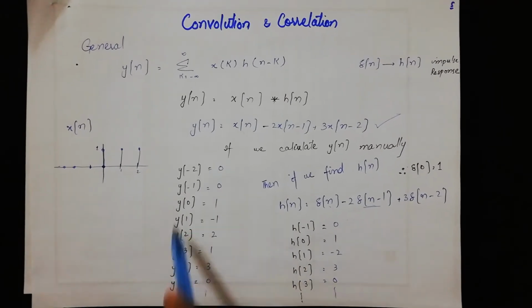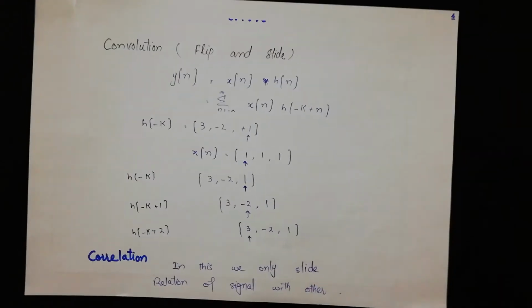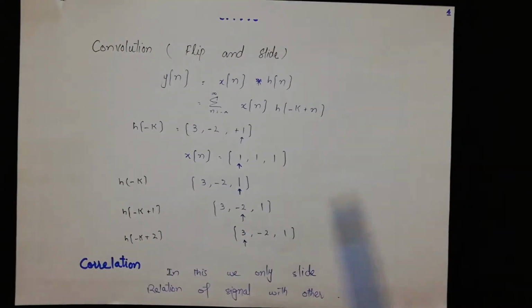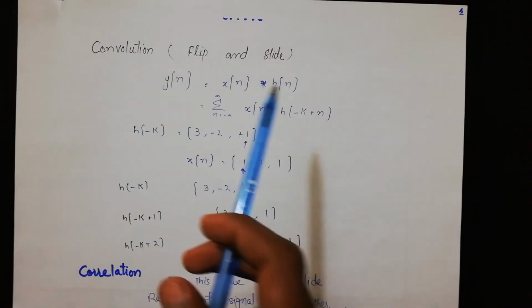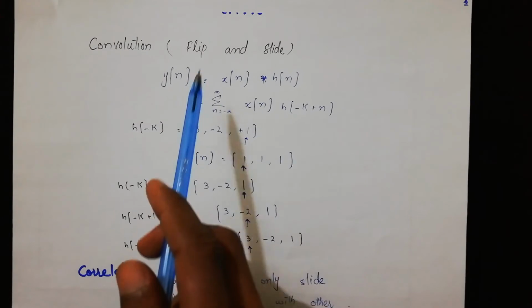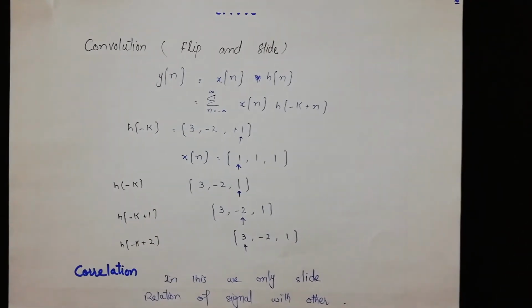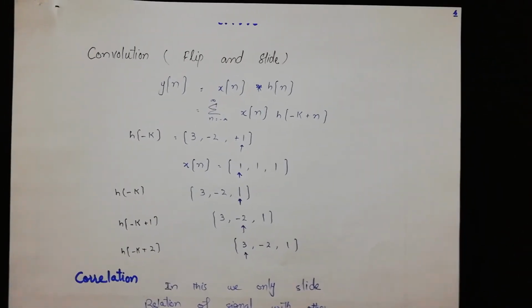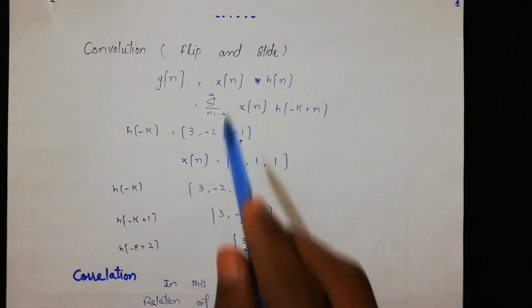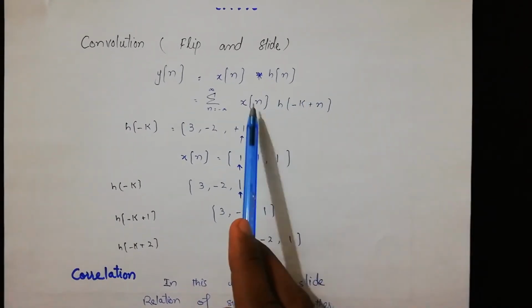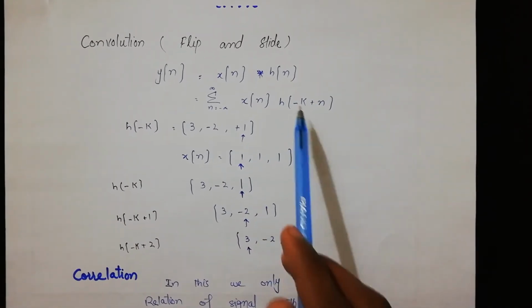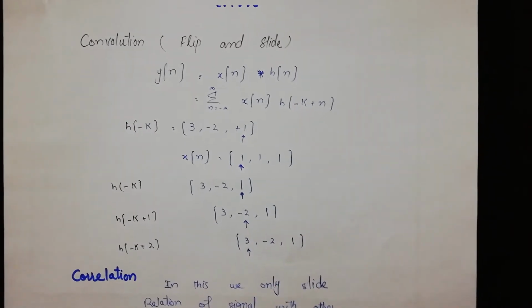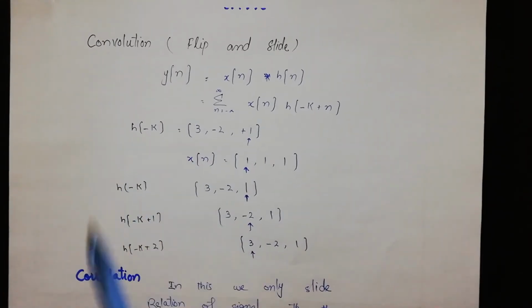Now we have y[n] and h[n]. In convolution we learned that when we have to convolve two functions, we flip and slide. First we flip our function and then slide. Here you can see the summation from minus infinity to infinity of x[k] h[minus k plus n]. Minus k means that we flip our transfer function, that means h[minus k].